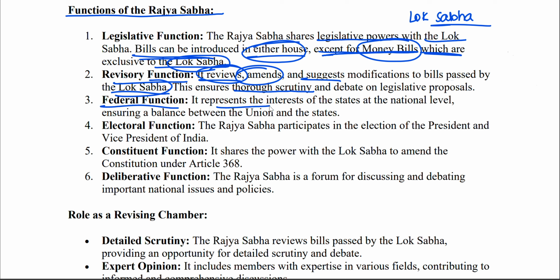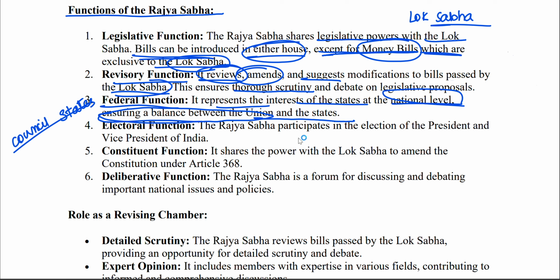Federal function. It represents the interest of the states at the national level. It represents federalism because it is the council of the states. It is the council of states, therefore it represents the federal function. It ensures a balance between the union and the states. Electoral function. Rajya Sabha participates in the election of the president and the vice president of India.